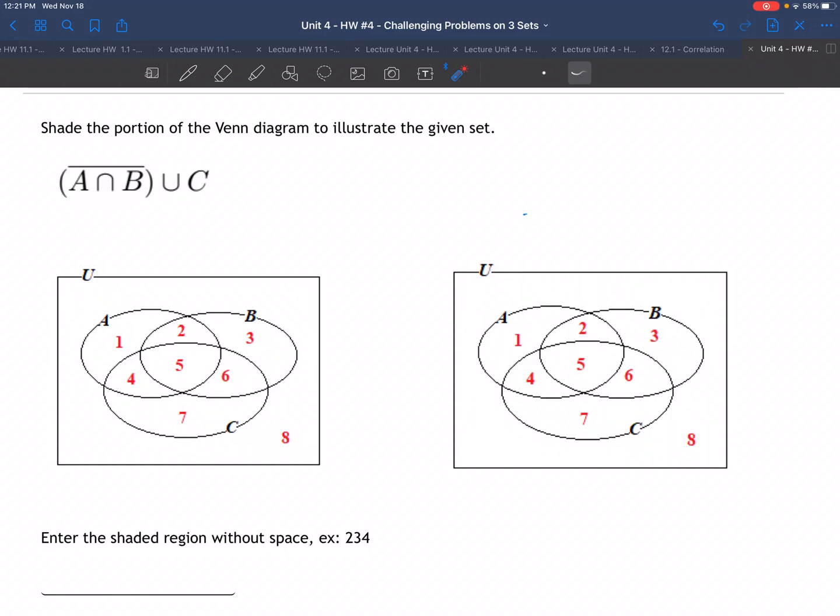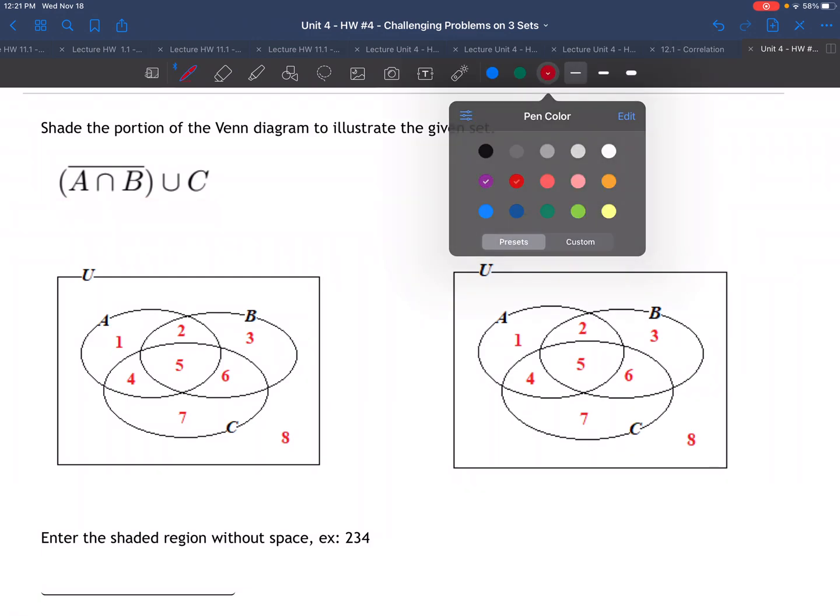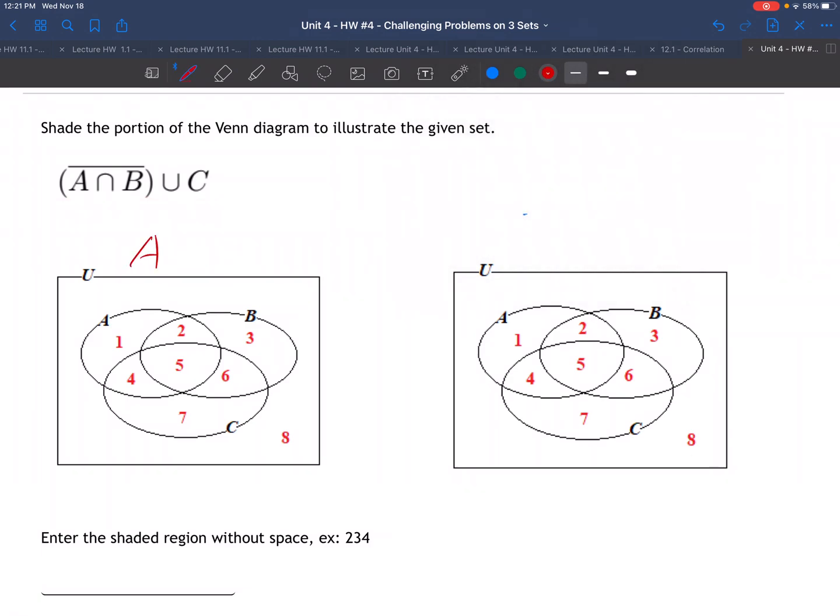Welcome to an example in which we are shading a Venn diagram. Here's the question. We should start with the parentheses. Always. So let's start with that. What does that say? That says A overlap B.